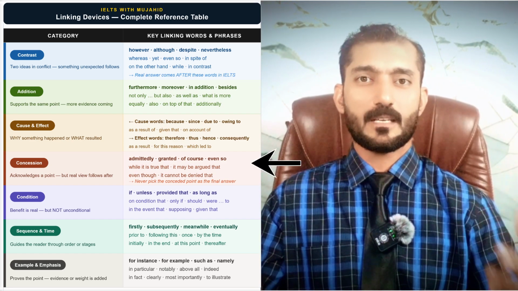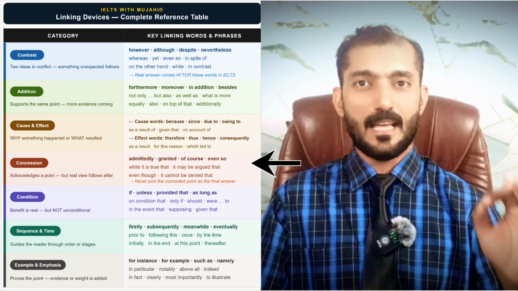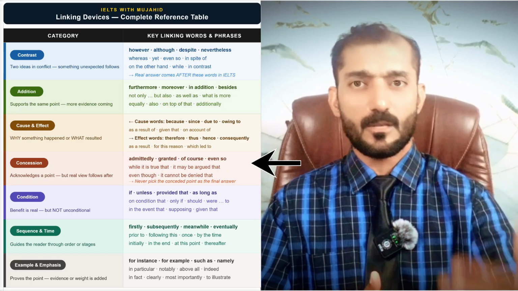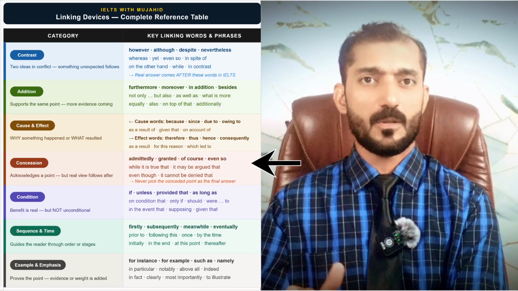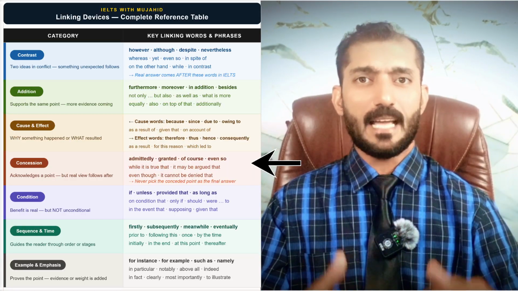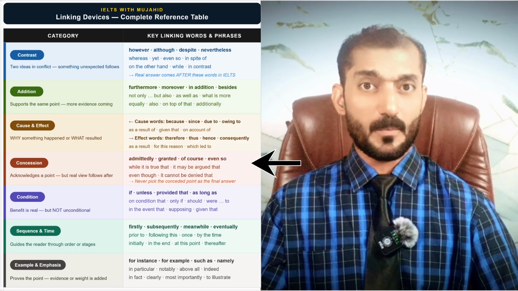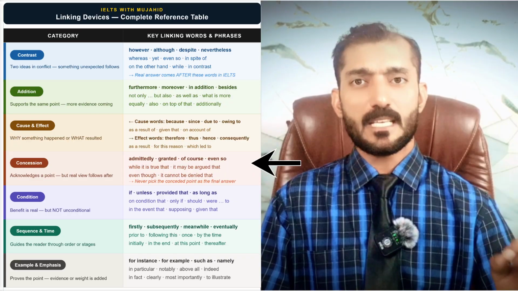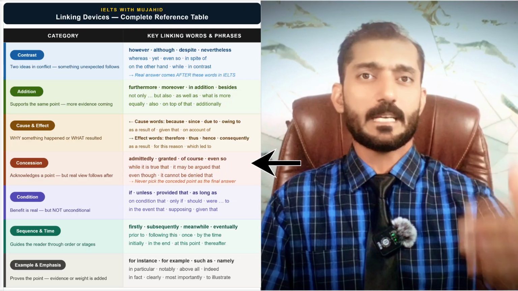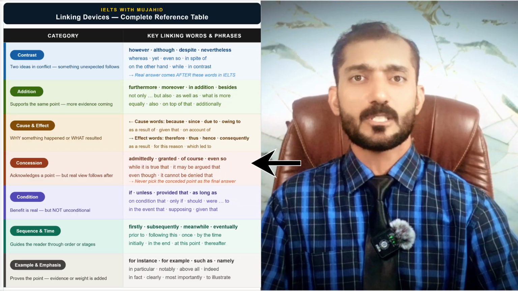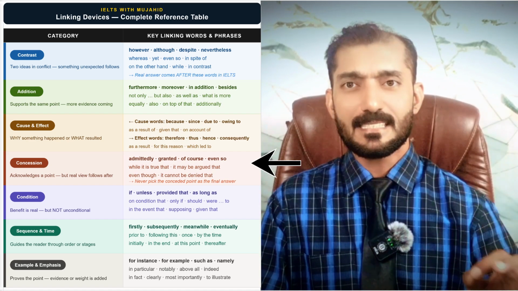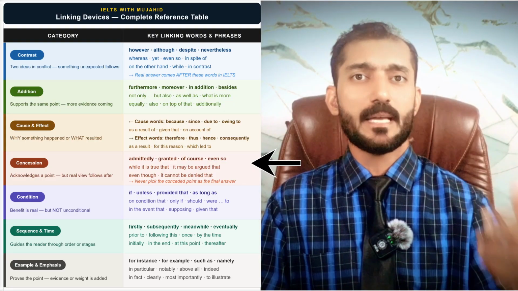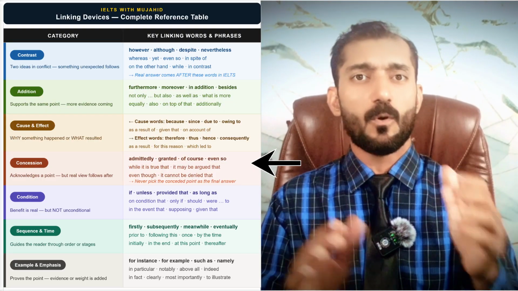Next category is for concession. This one is subtle and very important. A concession is when a writer or speaker acknowledges the opposite view but does not agree with it. Think of it as saying, yes, I see your point, but here is why I still disagree. In writing, using concession words is a sign of critical thinking and pushes you towards band 7 and above. In listening and reading, never pick the conceded point as the speaker's main opinion because the real view always comes after that.